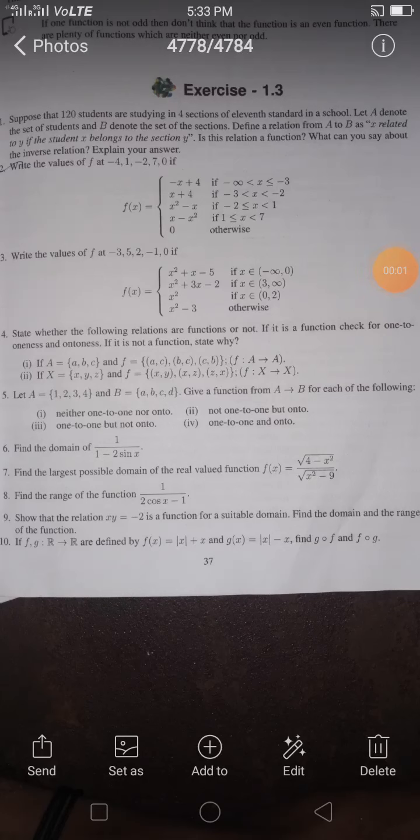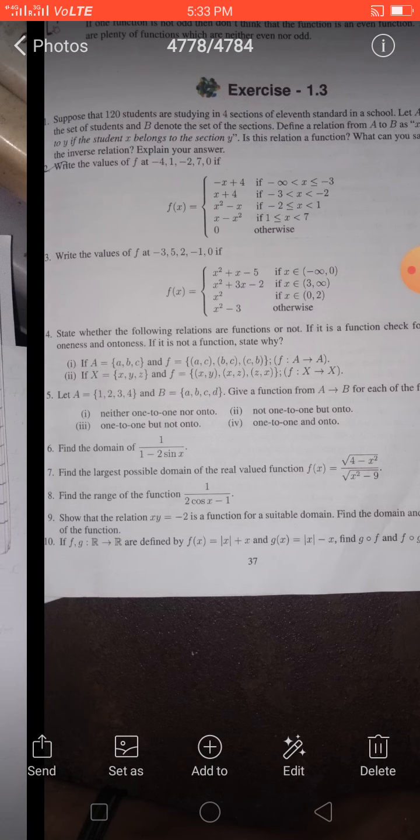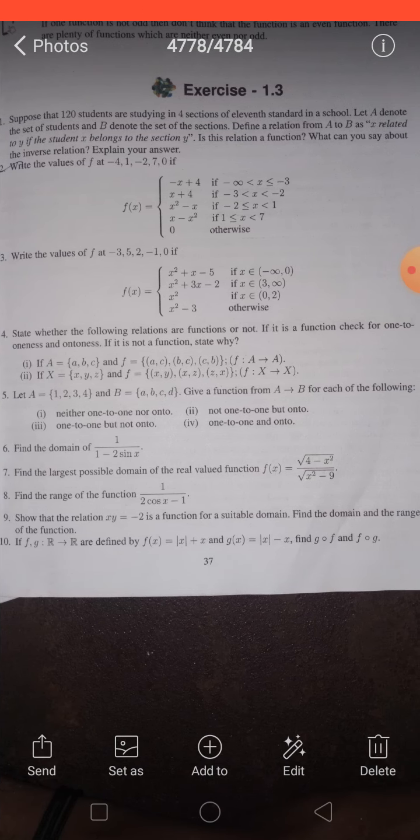And exercise 2.1.3, ninth question. Show that the relation xy is equal to minus 3 is a function for a suitable domain. Find the domain and the range of the function. So this is our question. We have to find the domain and range of xy is equal to minus 2.